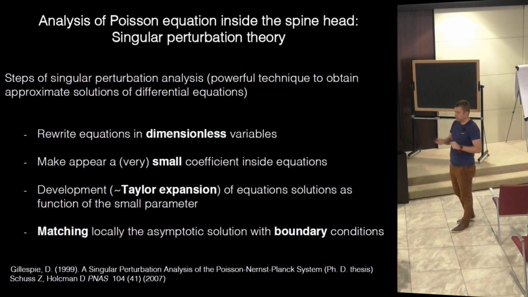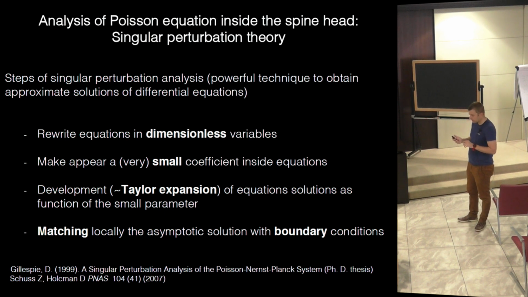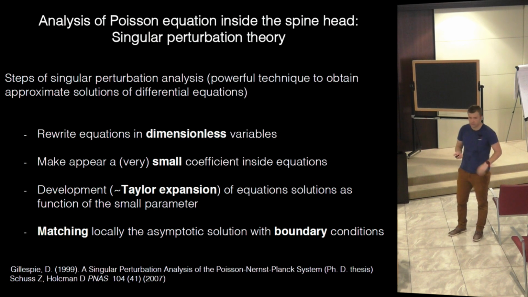Just because many people in the audience are coming from different backgrounds, I wanted to recall the main ingredients of the asymptotic analysis we performed to coarse-grain this equation. This is a typical asymptotic analysis based on perturbation analysis. The idea of perturbation analysis is to rewrite the system of equations in dimensionless variables. And if you're lucky, very small terms appear. Then you can develop, like a Taylor expansion, the solution of your differential equation based on this term.